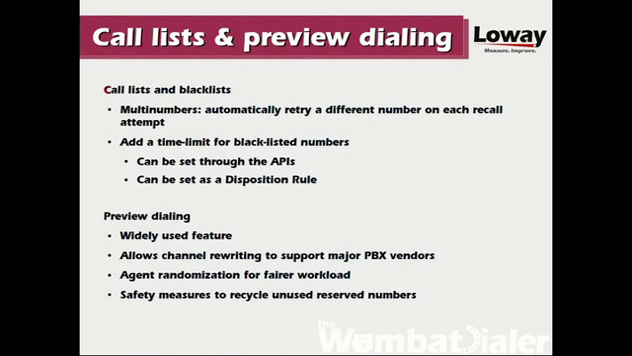Plus, you can now add a time limit for blacklisted numbers. So you can say, I want this number to be blacklisted, but it's not going to be forever. This is going to be for, likely, 72 hours, or 1 month. You choose. You can drive this through the APIs, and you can even set this as a disposition rule, so you can specify that given a specific code, this number is not to be called again for a specific period. Plus, we improved the preview dialing in order to make it smoother to use.